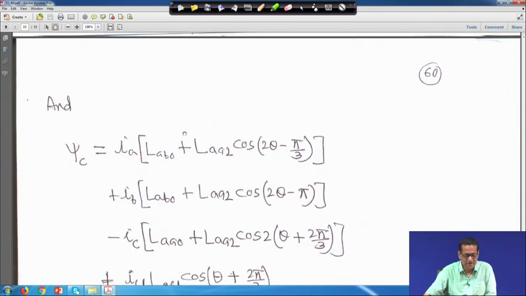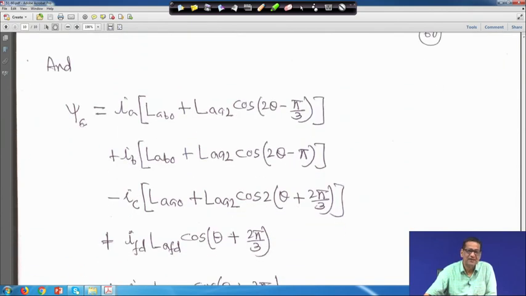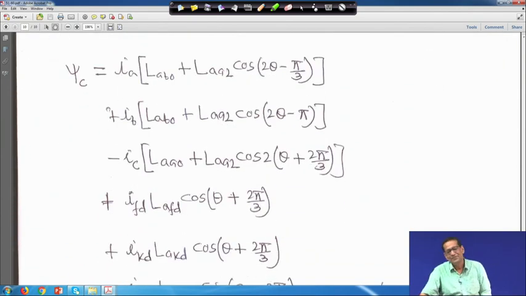And similarly for your psi C, it will be IA. Earlier, at equation 29, we wrote only psi A; psi B and psi C were not written. So now we are substituting directly, but by looking at figure 9 you can write for psi B and psi C, and here we are writing it directly, right.